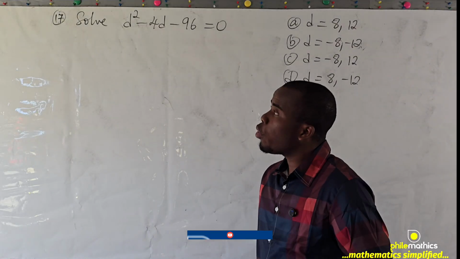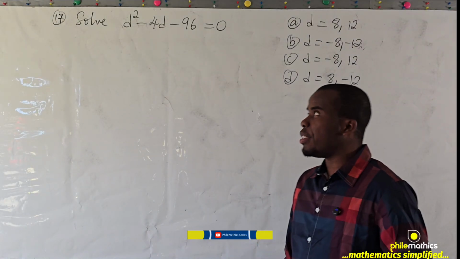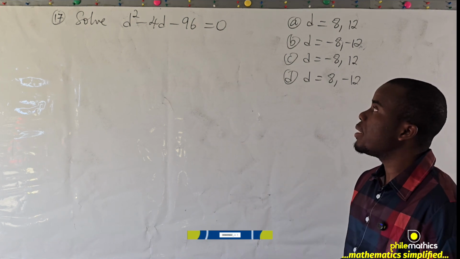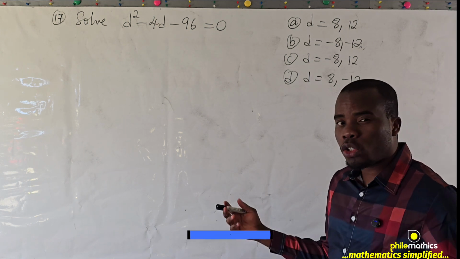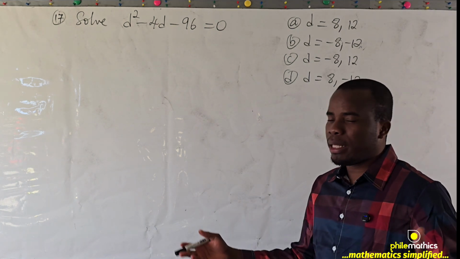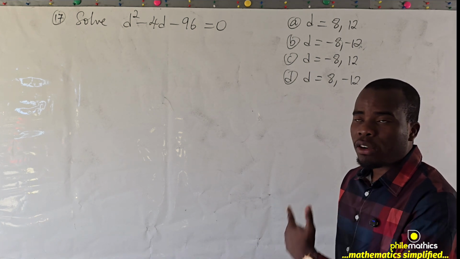The 17th problem of WAEC 2025 Maths OBJ says, solve d squared minus 4d minus 96 equals 0. This is just a quadratic equation, and we have so many ways, at least 4 ways, of solving it. Let's use the factorization method here.